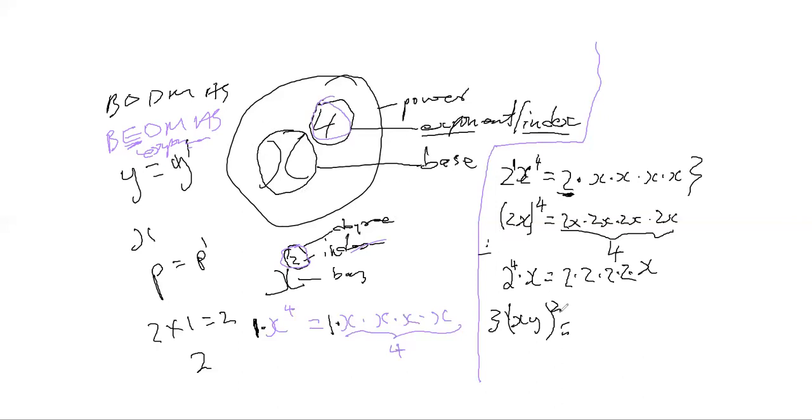If I follow BEDMAS, I'm going to have a 3 times what? xy first, and what again? And xy. And that's it. That's how this thing should be written.